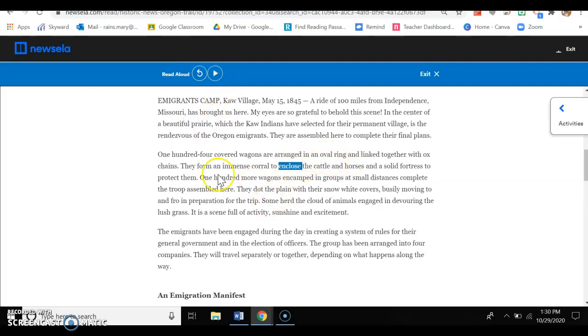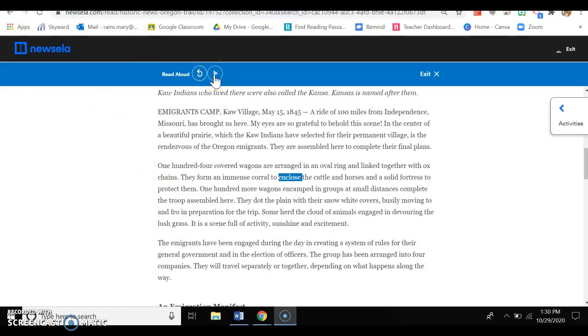Also, they're talking about oxen and chains. These are things that I'm picking up on so that when I need to go and write that paragraph later, I have those ready to go. So again, make sure you're looking for those actual tools that they've used. You're trying to pick up on those and maybe note them.